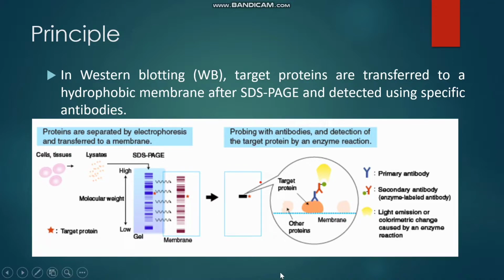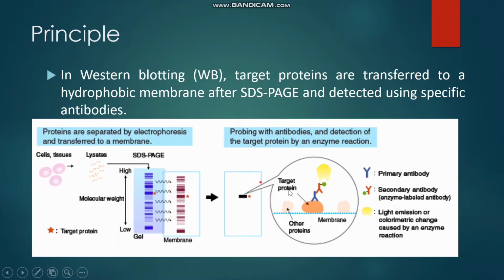This picture depicts the cells and tissues are lysed to form cell homogenates, which is run on the SDS page electrophoresis. So here the proteins are separated based on the molecular weight. Then it will be transferred to the nitrocellulose membrane. After that, it will be probed with antibodies for the detection of target protein by an enzyme reaction. So this band gives the target protein.